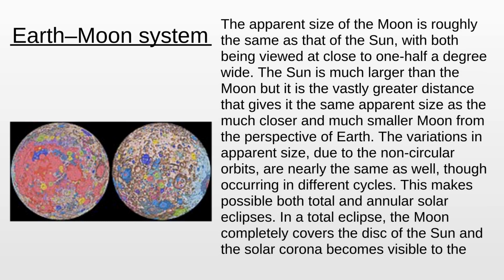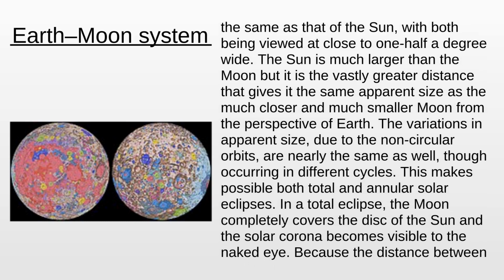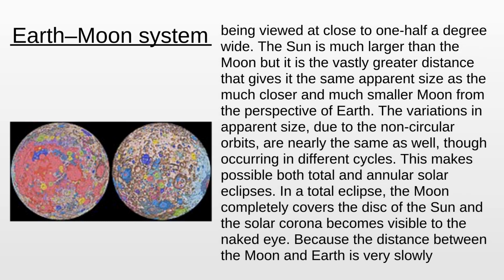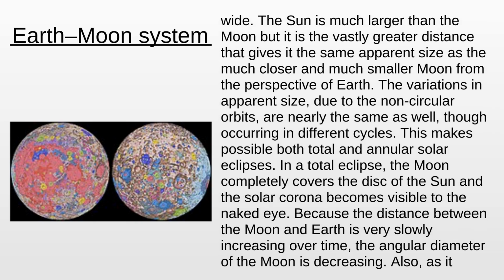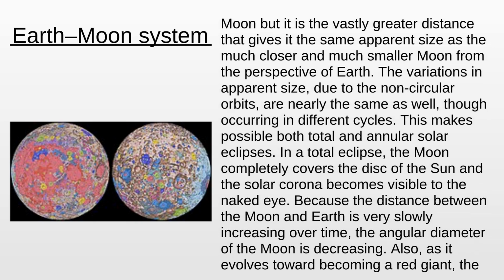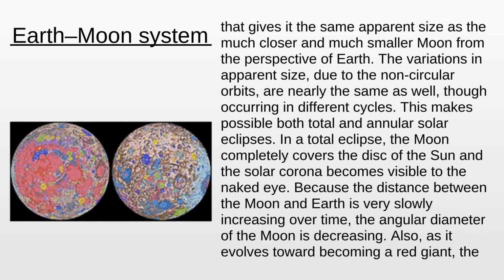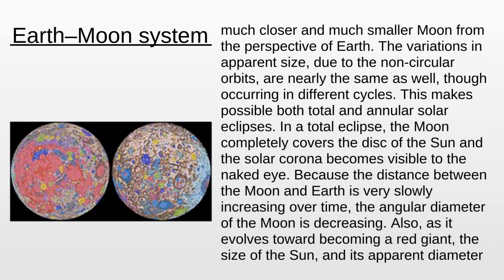Solar eclipses occur at new moon, when the Moon is between the Sun and Earth. In contrast, lunar eclipses occur at full moon, when Earth is between the Sun and Moon. The apparent size of the Moon is roughly the same as that of the Sun, with both being viewed at close to 1/2 a degree wide.